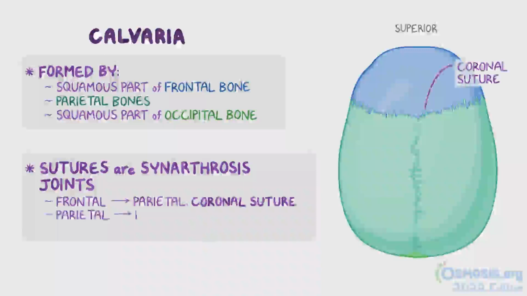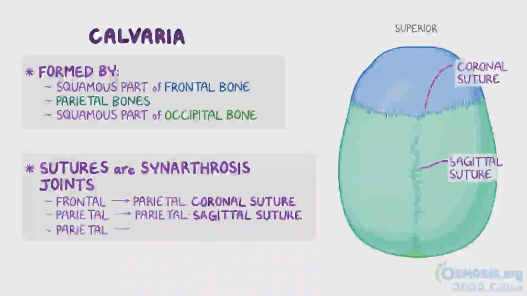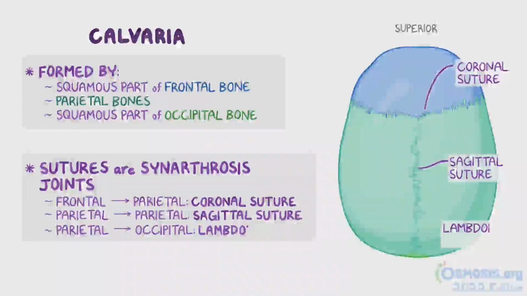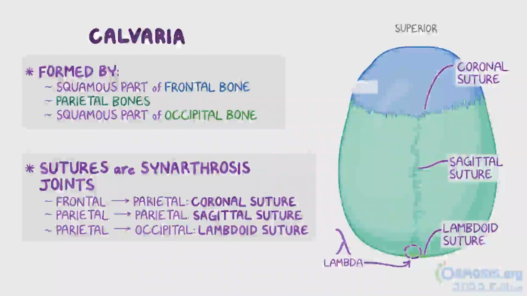Between both parietal bones, there's the sagittal suture in the midline, and between both parietal bones and the occipital bone, there's the lambdoid suture, named after the Greek letter lambda, to which it is similar. Where the lambdoid suture meets the sagittal suture, this point is called the lambda. Then, where the sagittal suture meets the coronal suture, this point is called the bregma.